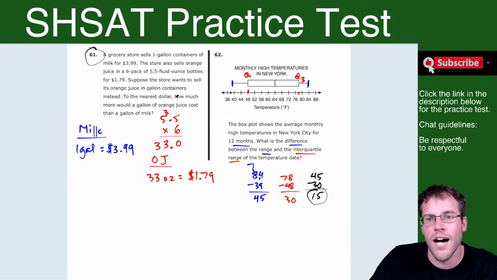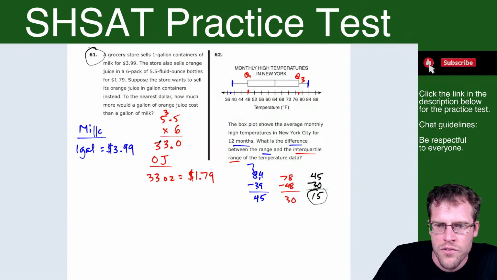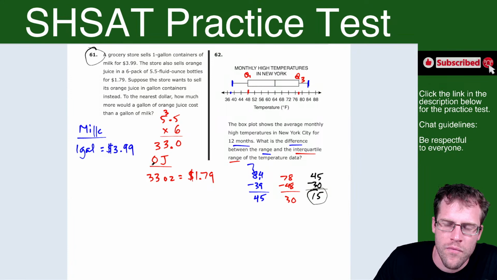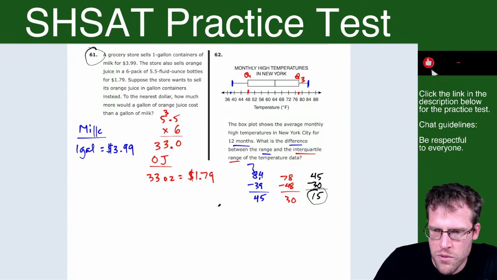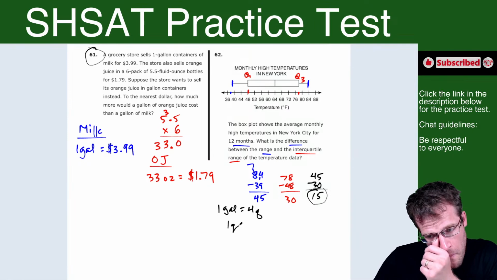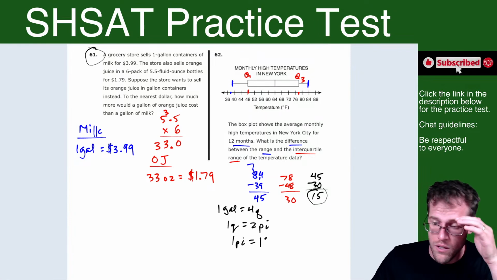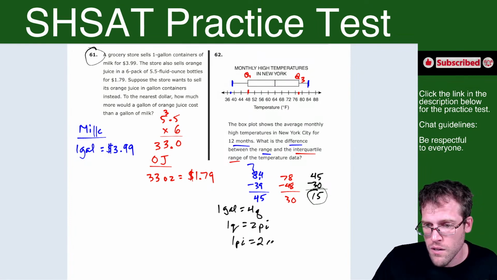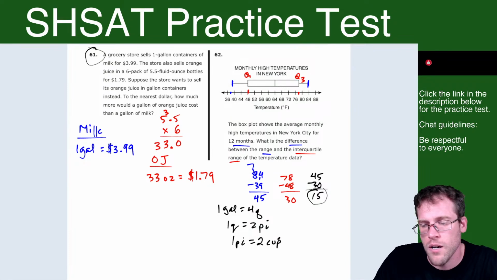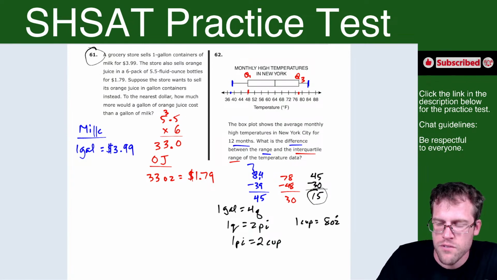To the nearest dollar. Okay, so we got to round to the nearest dollar. How much more would a gallon of orange juice cost than a gallon of milk? So here, the idea, let me just see. It's kind of like what I was saying before, but 1 gallon is 4 quarts. 1 quart is 2 pints. And 1 pint is 2 cups. And just know 1 cup is 8 fluid ounces.